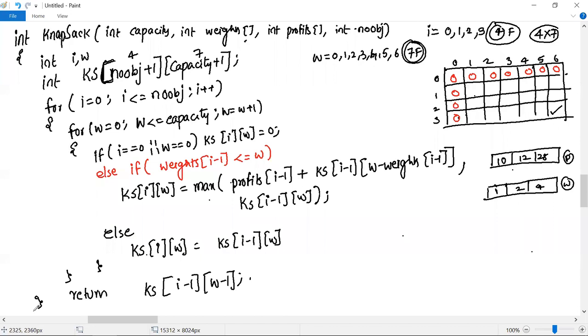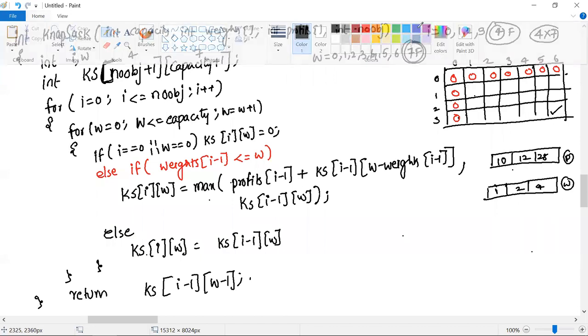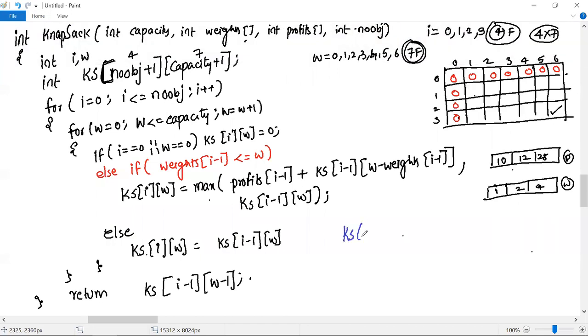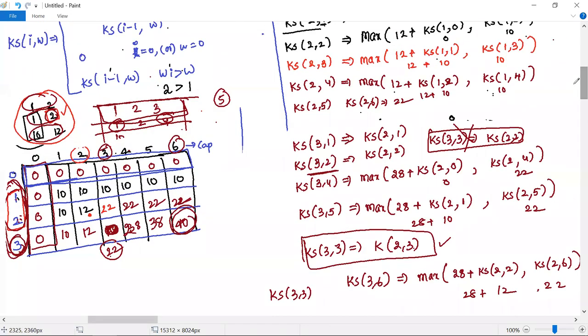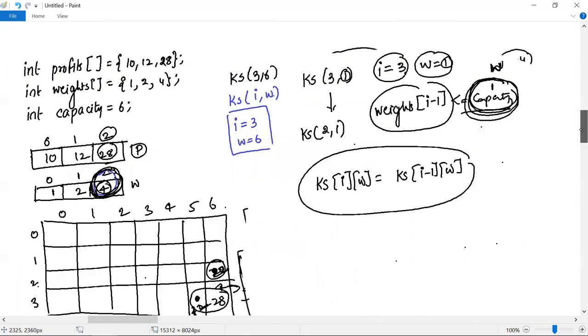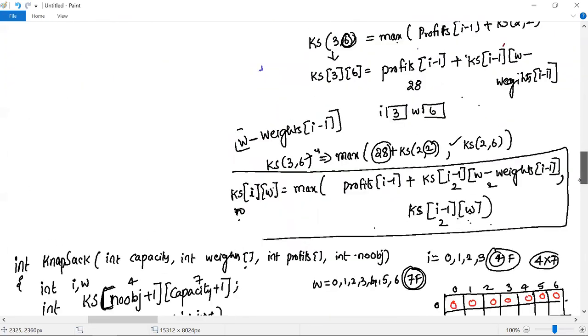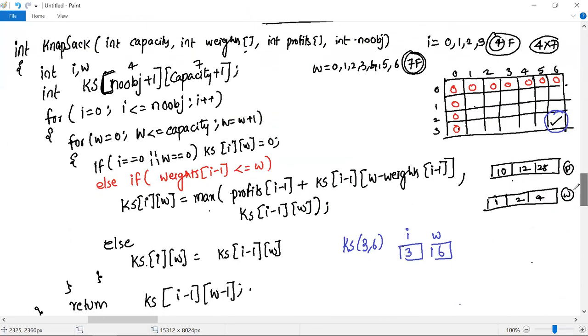Well, let's take the same case, whatever I discussed to you people. I was talking about Ks of 3, comma 6. What is the value of I? 3, W 6. Means I am talking about this case. Previously, we know, if you can see, this value is 22, this value is 38, and some values are there. We'll see those values anyway.